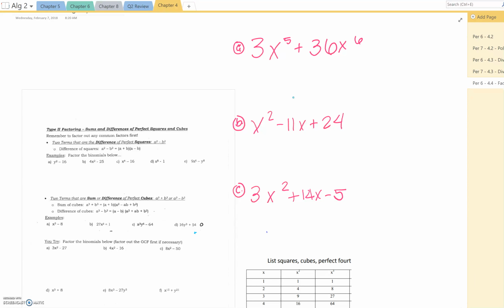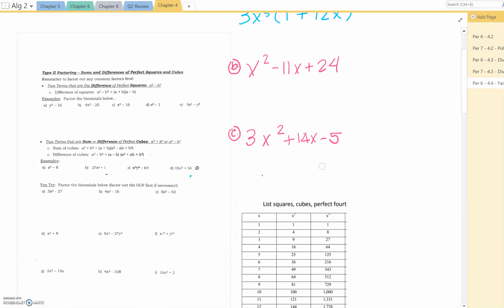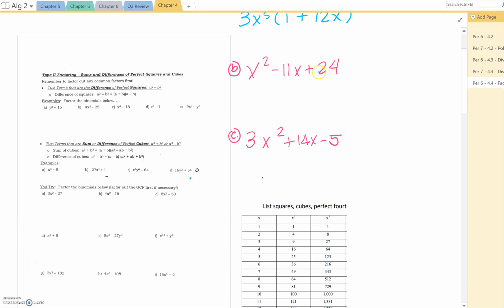We can factor by taking the GCF. The GCF would just be factoring out the greatest common factor. So letter A, the GCF would be 3x to the 5th. And you would factor this out, and you would get 1 plus 12x. Letter B, remember you're going to factor this looking for factors of 24. The factors of 24 that make 11 would be 8 and 3. And they both have to be negative.